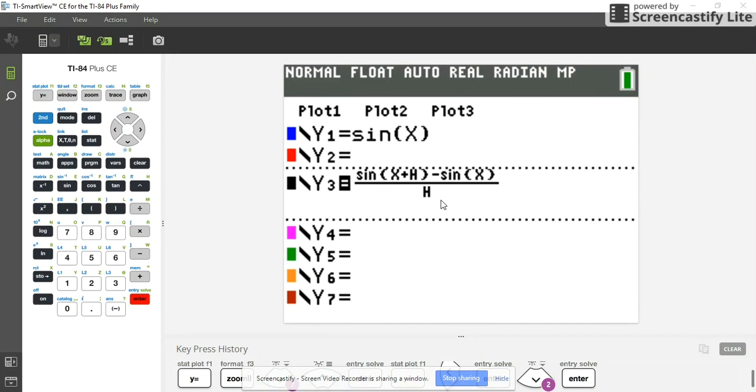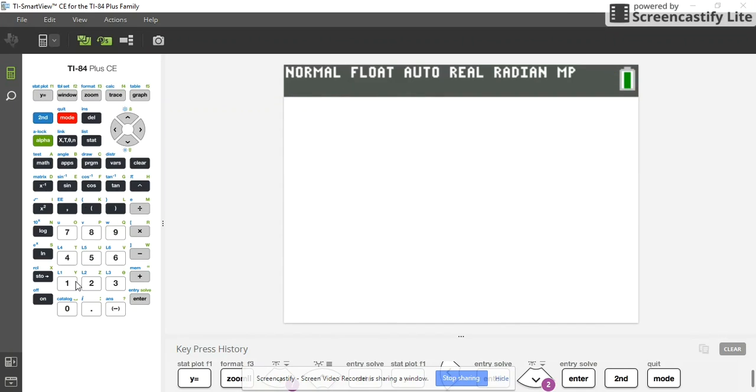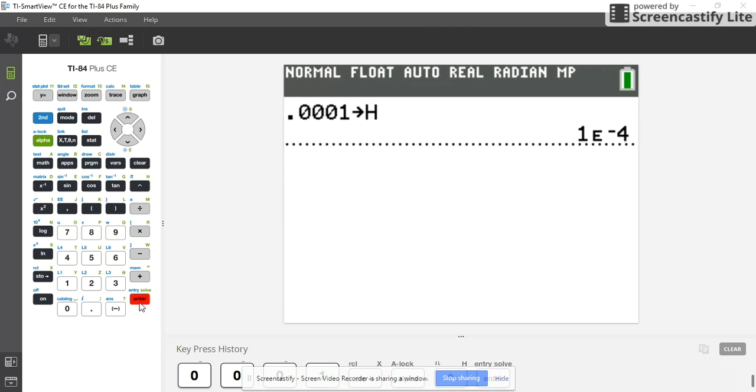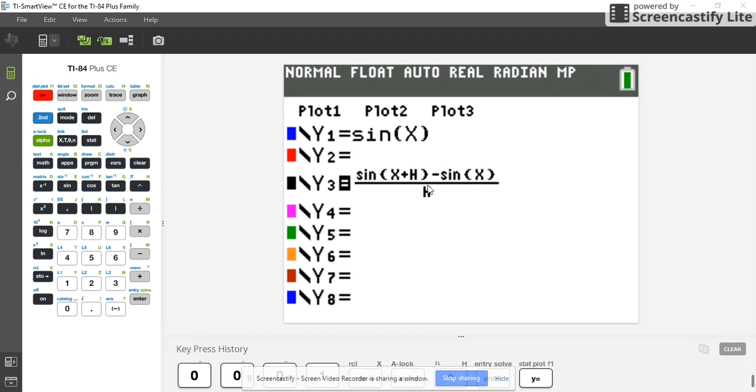Now we have to mimic the idea of a limit. We just have to make h very small, very close to 0. So I'm going to quickly go back to the main screen, and I'm going to store 1/10,000th into h. So store it into the h variable. So now h is really close to 0, but not actually equal to 0. So when I go for my derivative, again, let me go back to y equals, we're going to be working with h's that are extremely close to 0. Let's take a look at the graph of sine's derivative.